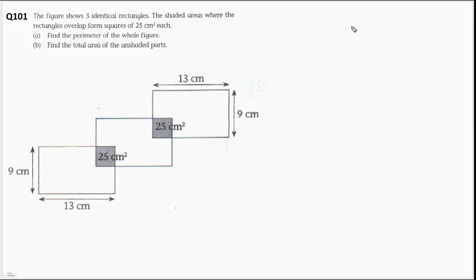My goodness, what a question for the last in this series of 101 questions. The figure shows three identical rectangles. The shaded areas where the rectangles overlap form squares of 25 centimetres squared each. And we're asked to find the perimeter of the whole figure and to find the total area of the unshaded parts. Okay. So hopefully you did all of the geometry questions in this series.